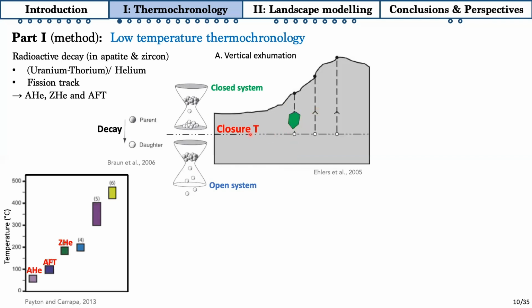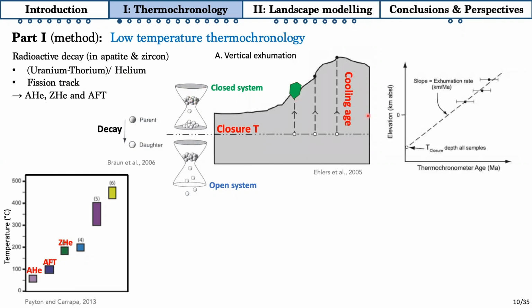Different minerals and different systems have different closure temperatures. So in my study, I principally used the apatite helium and fission tracks and the zircon helium. If the minerals continue to be uplifted toward the surface, the duration is defined as the cooling age, which could be calculated by quantifying the quantity of helium and fission tracks in the minerals in the closed system. And if we plot these cooling ages against the elevation of all the samples from one vertical transect, the slope here will give us the exhumation rate.